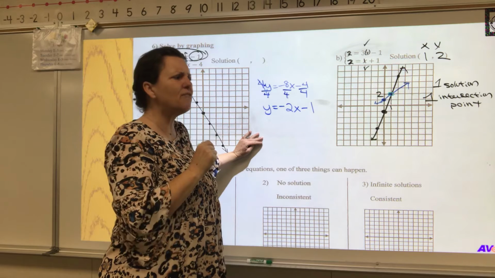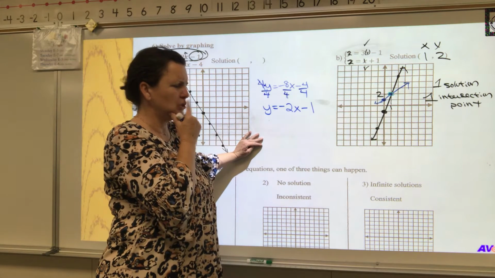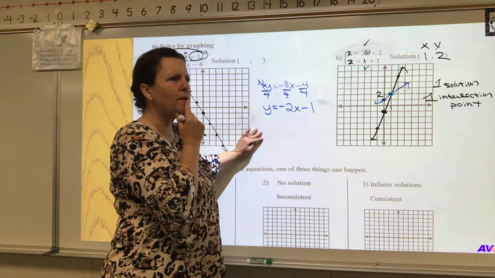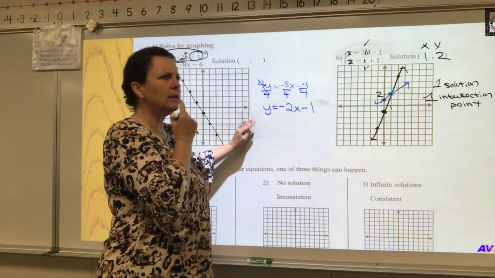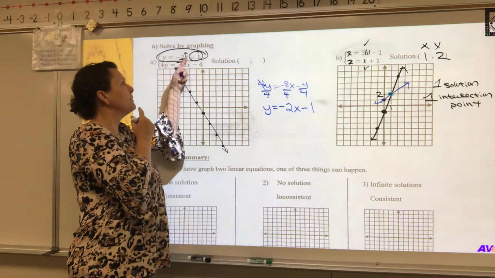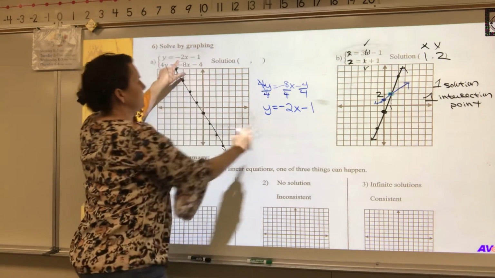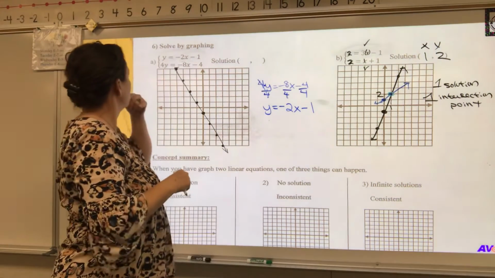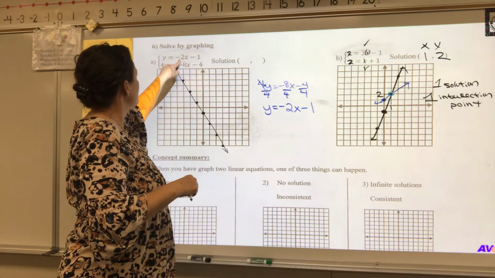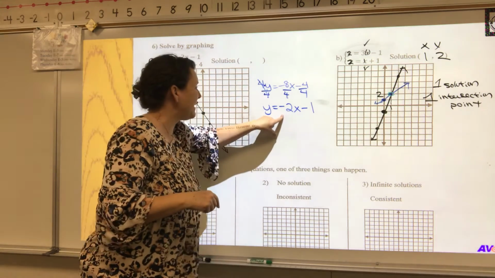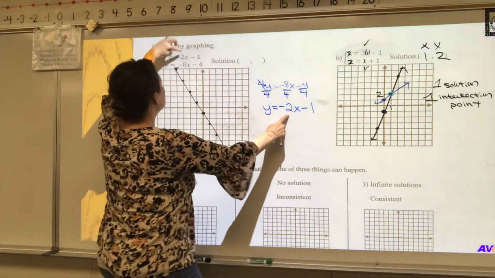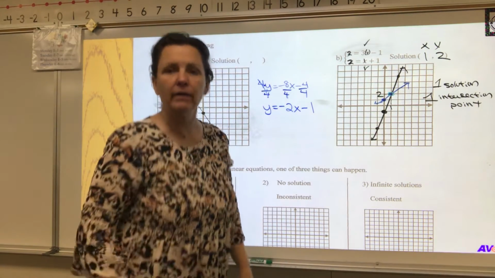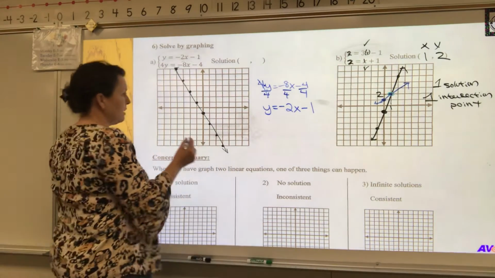I'm having a deja vu moment. Do you see what I see? I swear I've seen this guy before. Where have I seen him before? What the heckers? Lo mismo! They're the same! I had y equals negative 2x minus 1, and I have another y equals negative 2x minus 1. They have the same slope. They have the same starting point because they are the same line.